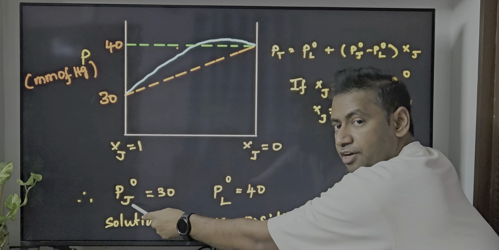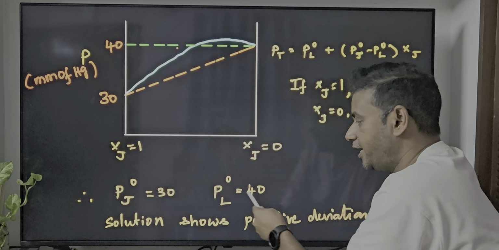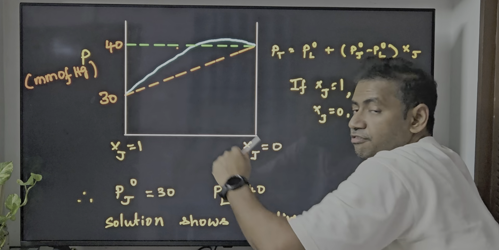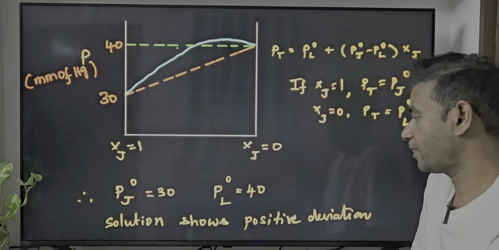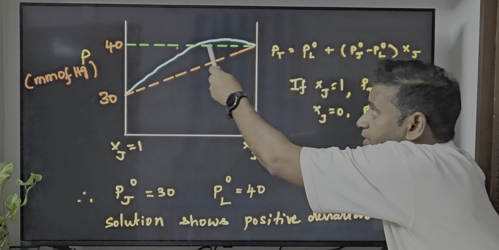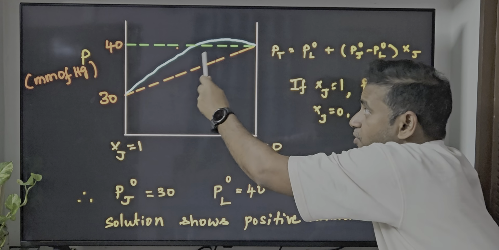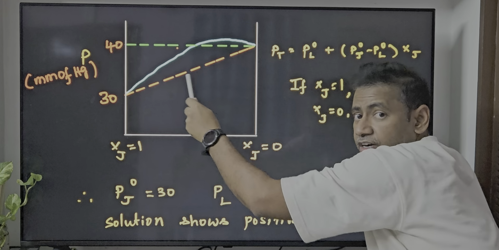From the graph, we can decode that pure vapor pressures of J and L are 30 and 40, of course, in the units of mm of mercury. The above solution is showing positive deviation because the pressure measured is always more than as predicted by Raoult's law.